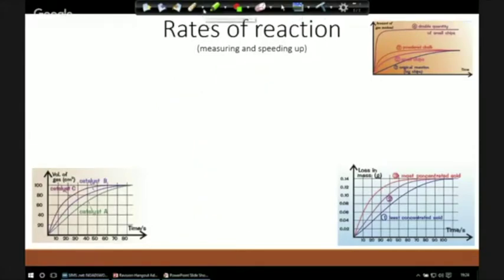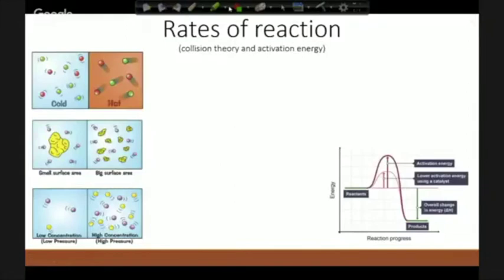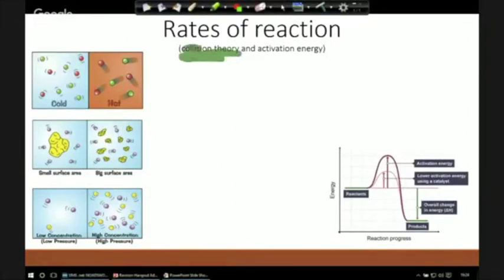That being said, temperature, concentration, pressure, surface area and catalysts all speed up our reactions. Specifically, why? Well, this is all to do with collision theory. Activation energy, less so for additional science, but I will touch on it very, very quickly.